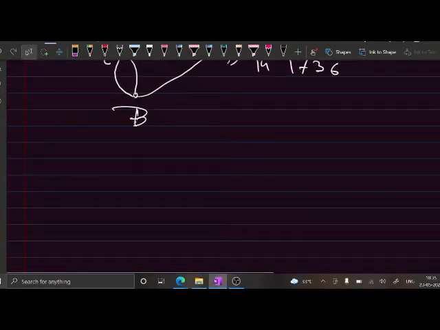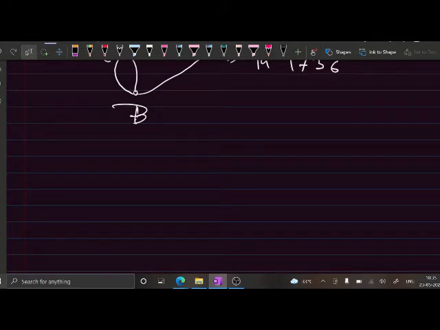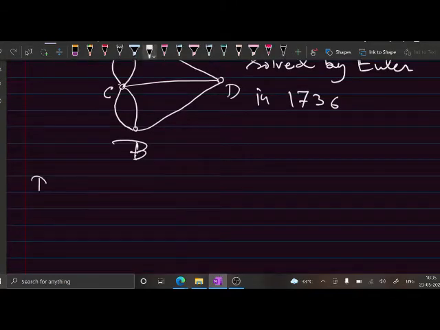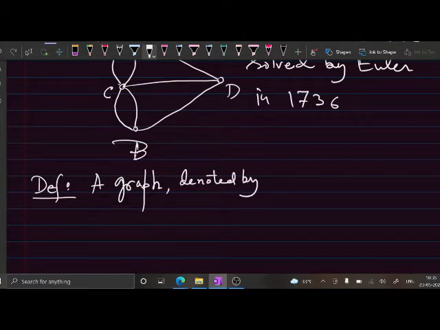So this problem generates a very nice subject of graphs. Here this figure contains 2 objects. One is the vertices, that is A, B, C, D, and you have edges. So formally we would like to define a graph by means of 2 objects: one is the vertex and another one is edge. So let us define a graph. We shall denote a graph through G and put in the brackets 2 sets, one is V, another one is E.